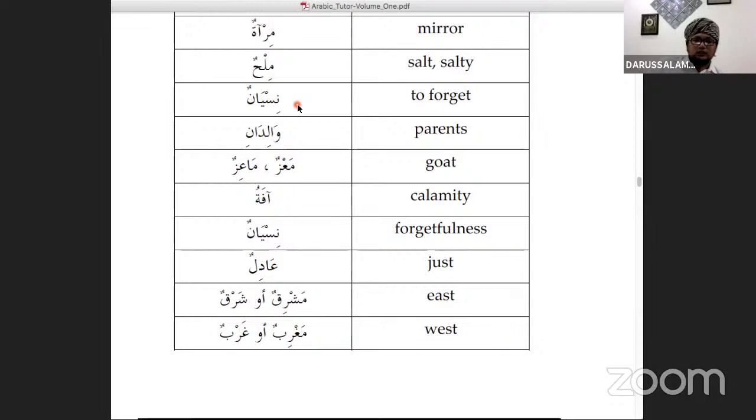Next. Ma'az. Ma'iz. Good. Not Mu'az with a zal. Here it is with a zai. There's a difference between zal and zai here, okay? So Ma'iz with a zai means goat. Good. Mu'az with a zal is the name of a Sahaba, Mu'az bin Jabal.